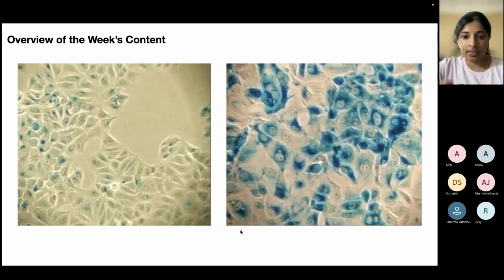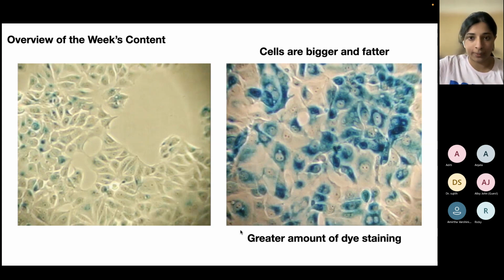Now, this is a beta galactosidase activity screening, which is similar to the blue and white assay that is used for bacterial colony screening. Here, they supply the cells with XGAL, which is an IPTG analog, and when it is cleaved, when activity is there, it becomes blue in color, which we can observe. So here we can first simply say that when compared to the cells on the left, the cells on the right have taken up more of the dye.